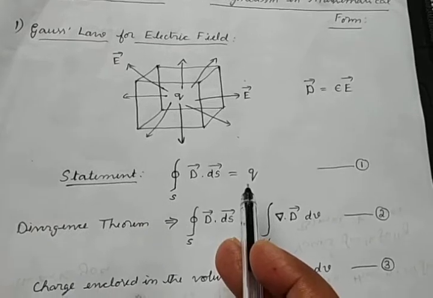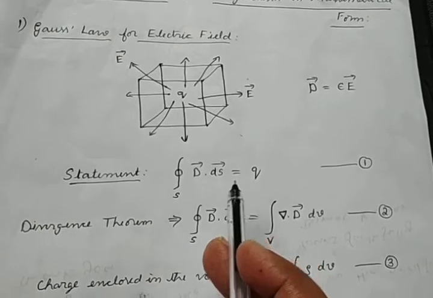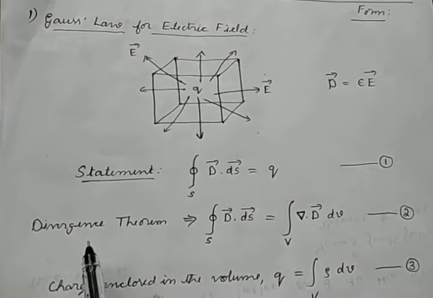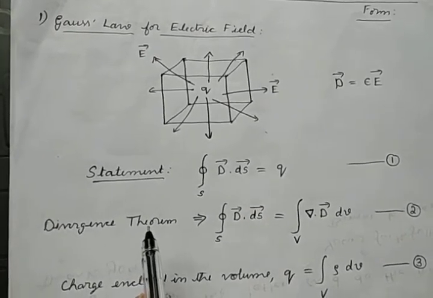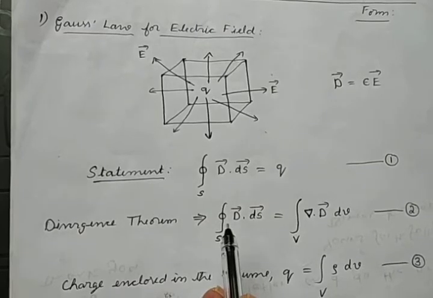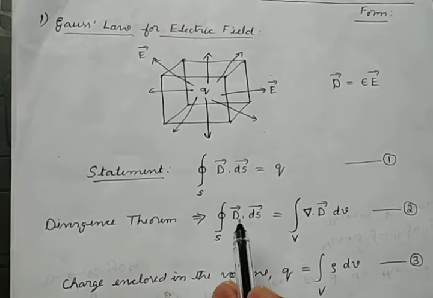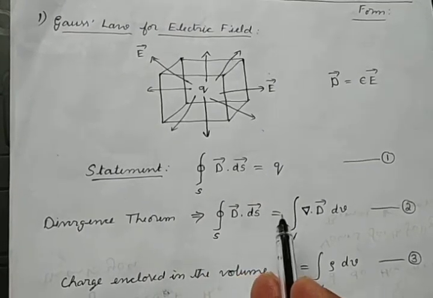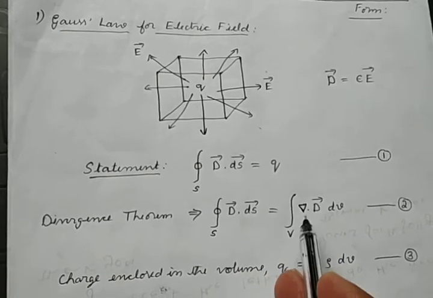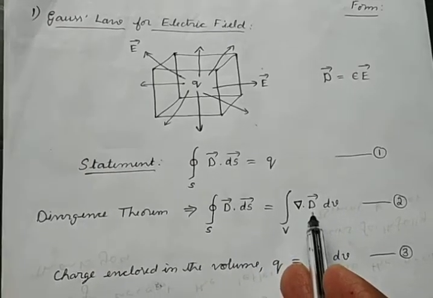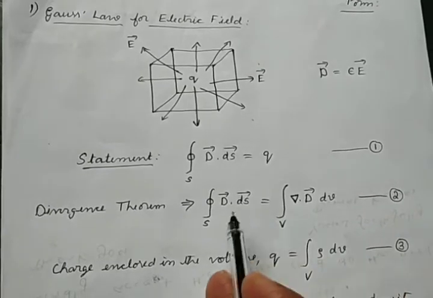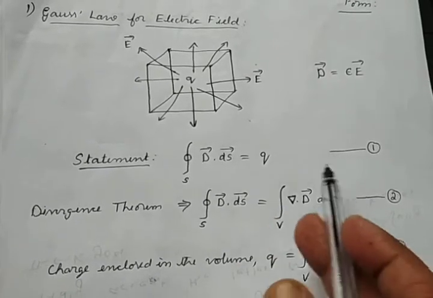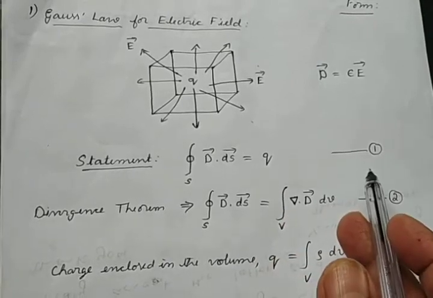Now let us see how we can rewrite this equation using vector calculus. In vector calculus we studied the divergence theorem, Gauss divergence theorem. According to that we can write this closed surface integral of D bar dot dS bar as equal to the volume integral of the divergence of the flux density vector D bar. So that way we get this equation. Let's call it equation 2. The previous equation is 1.